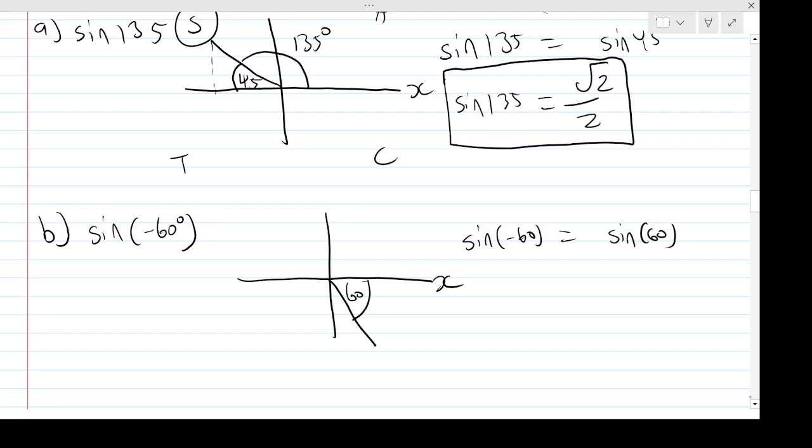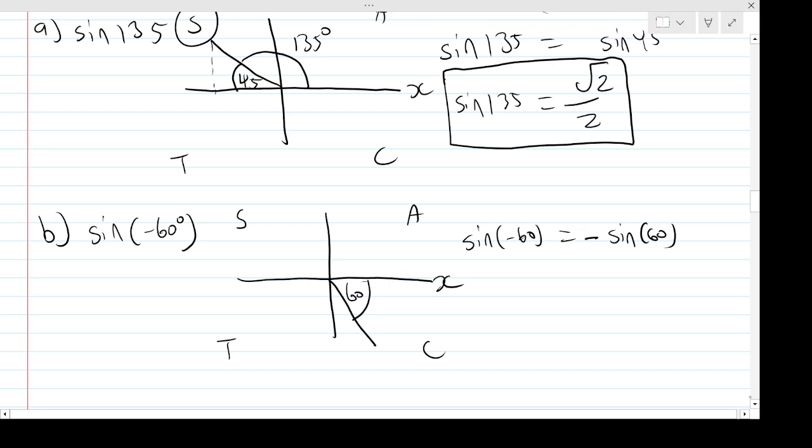But again, is it plus or minus? Well, let's do CAST. In this quadrant, in this space, it's only C, because that's positive. So that means sine has to be negative. Sine of our angle that we want is negative. So we have to put a negative in front of this, so negative sine 60.